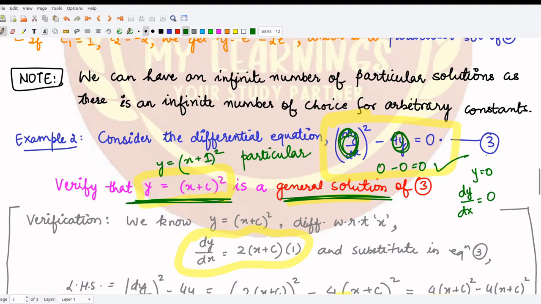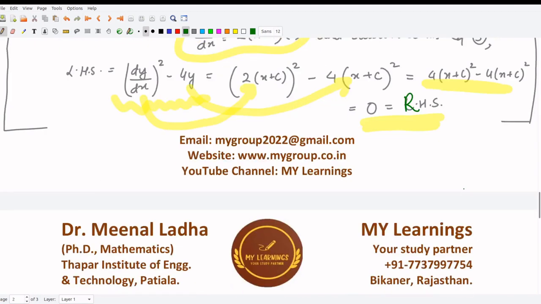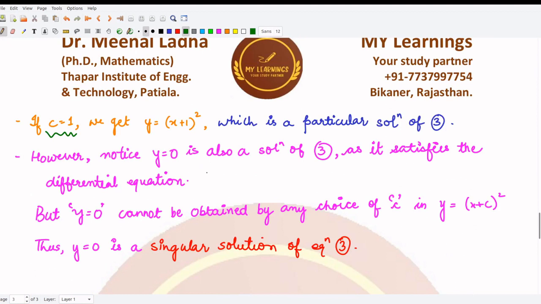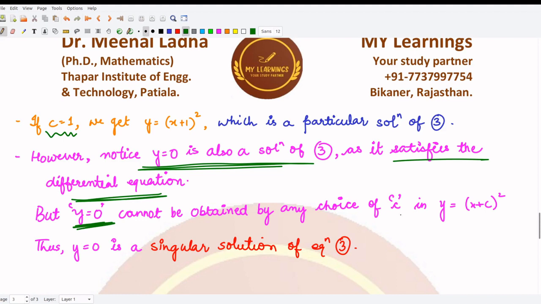Now, as I mentioned, if you take y is equal to 0, this is also a solution of this differential equation because it satisfies the differential equation. However, this y is equal to 0 solution cannot be obtained by any choice of c in your general solution y is equal to x plus c whole square. Therefore, y is equal to 0 is now a singular solution of this equation. Why? Because it cannot be obtained from the general solution, right?